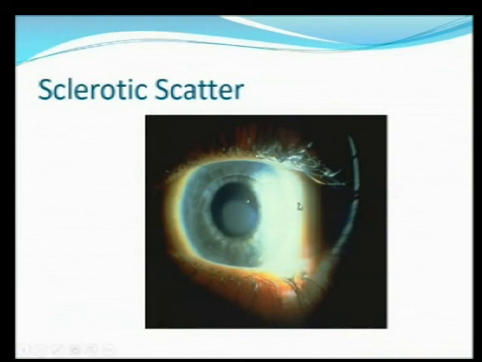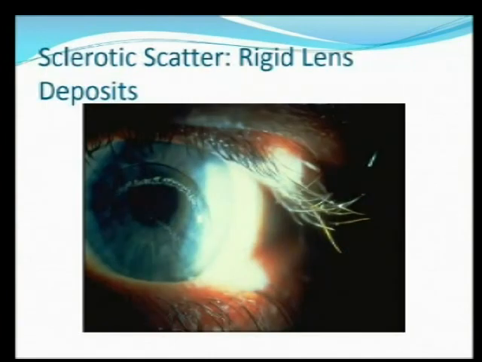Here's an example where we hit the limbus, and we've got a circumcorneal halo that tells us we've got it set up right. We not only can pick up something on the contact lens, a little bubble right here, but we can also see this gray patch, which would be an example of central corneal clouding. Okay, and here's an even more visible one. Again, sclerotic scatter, but look at all the deposits on this rigid contact lens.